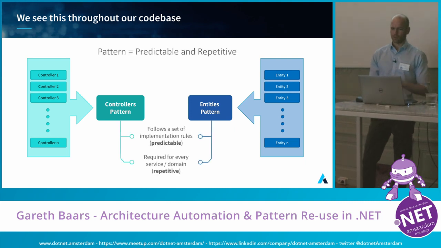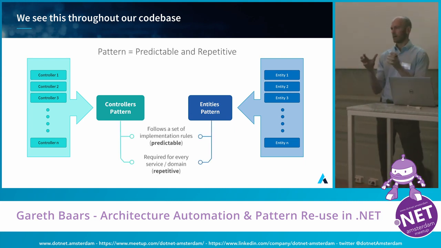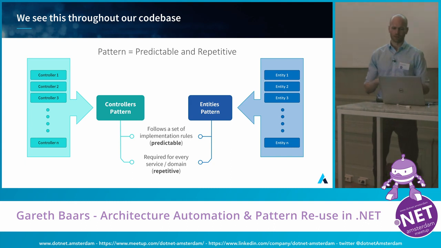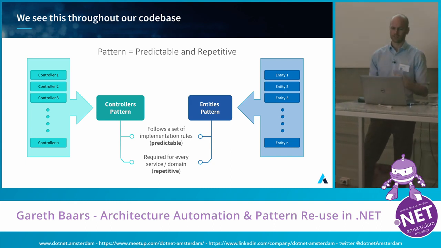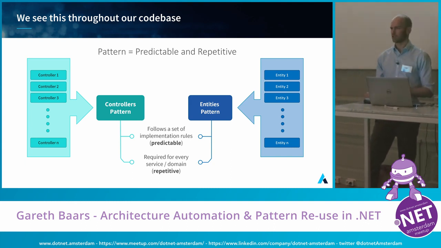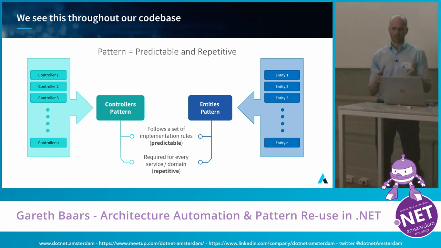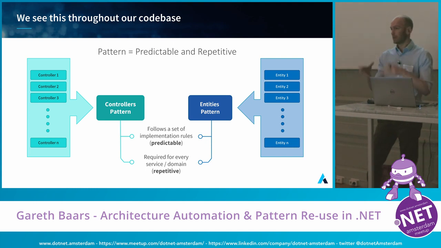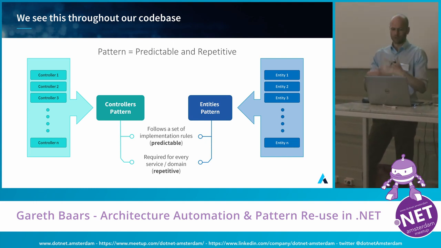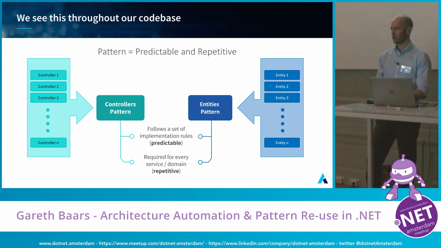Okay, and when we take a look at this and we break it down into a criteria, essentially what we're going to realize is that these patterns essentially follow a set of implementation rules. This is what makes them predictable, okay? And they are required for every service domain in this example, or for whatever part of the system we want to build. So they are repetitive.